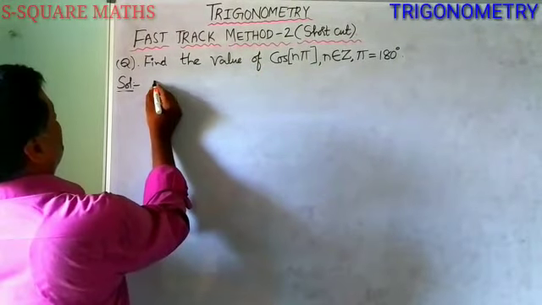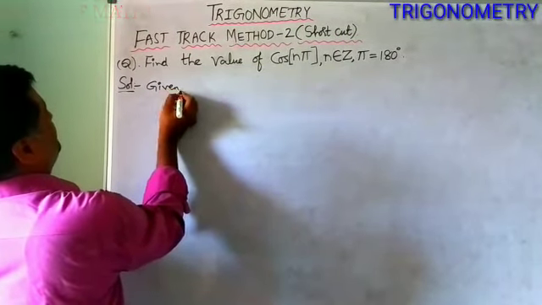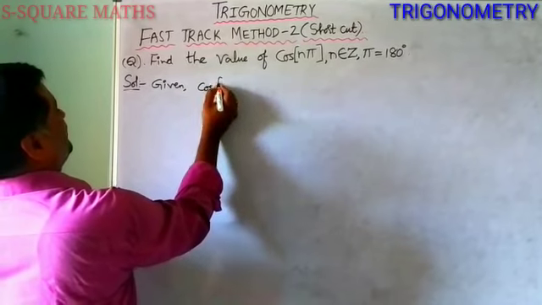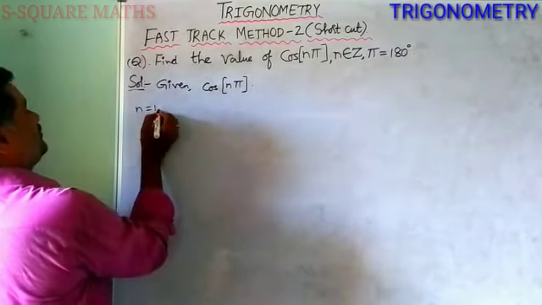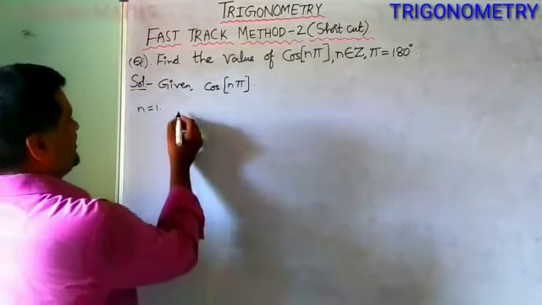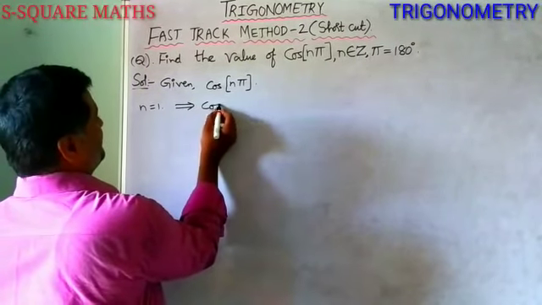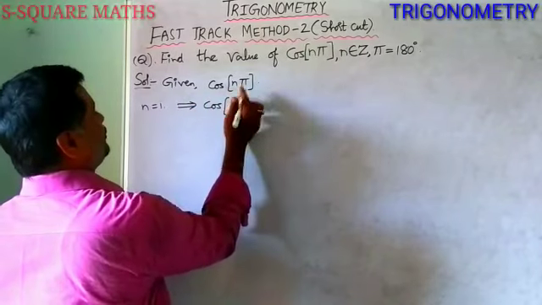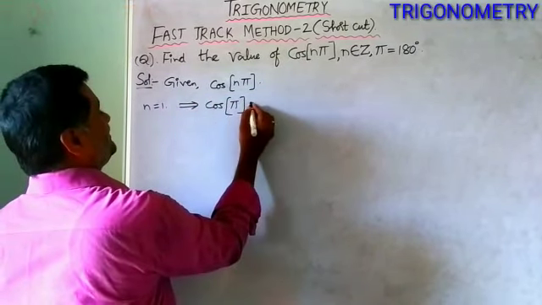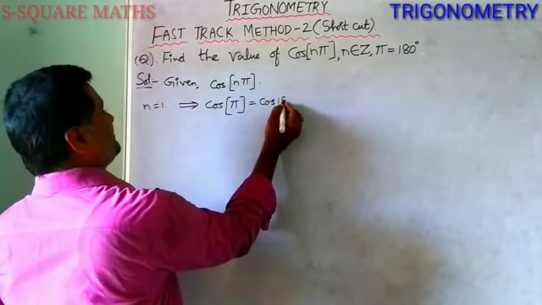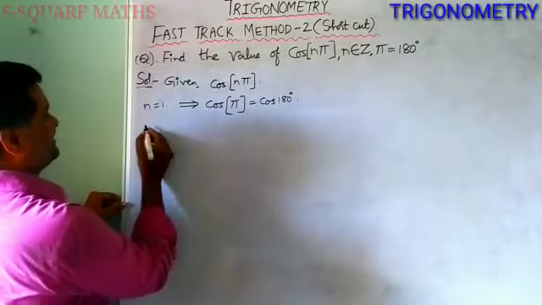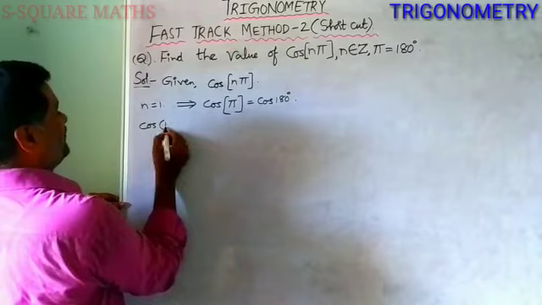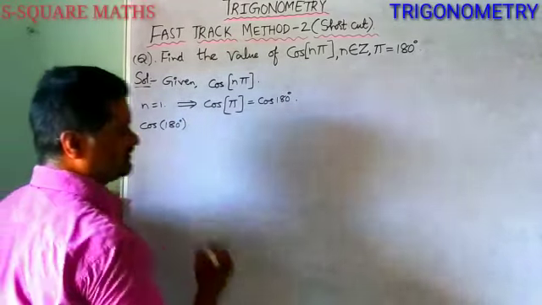So given cos of n pi. For n is equal to 1, cos of n pi can be written as cos of 1 into pi, that is pi. Nothing but cos 180 degrees, because pi is 180 degrees. Now let us calculate the cos of 180 degrees.